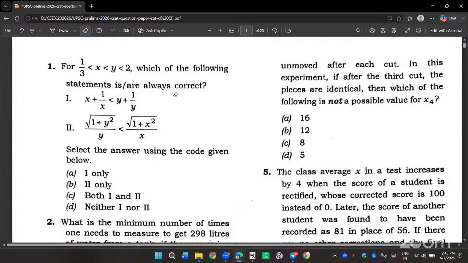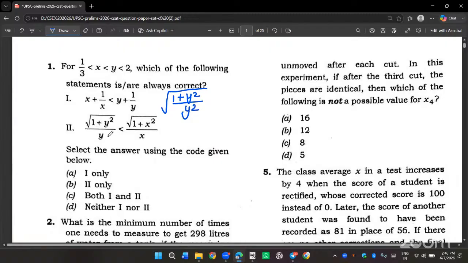Okay, students. So here, what we have to do is convert this algebraic expression into simple form. Then only can we understand easily how to convert this expression. So first, I take this expression, square root of 1 plus y square, divided by y. So what I do, I take this y into the square root.